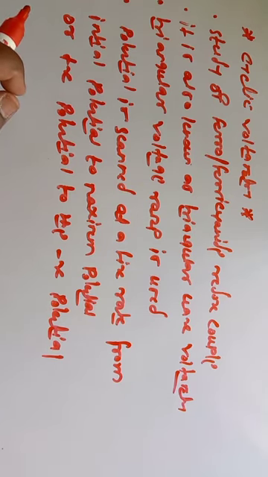This cyclic voltammetry is an electroanalytical technique and it is very useful for the study of electroactive species, that is, the species which undergo oxidation and reduction reactions simultaneously. So it is very useful for the study of electroactive species that undergo redox reactions.